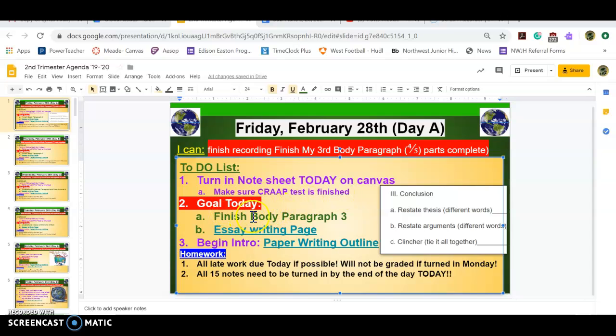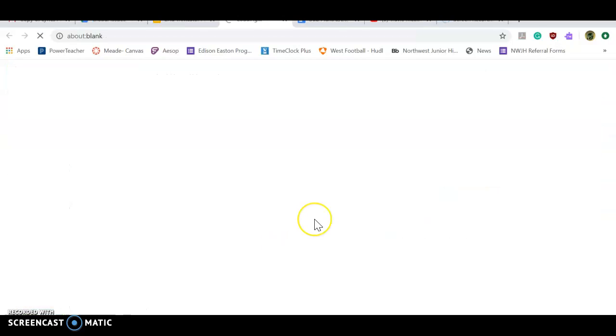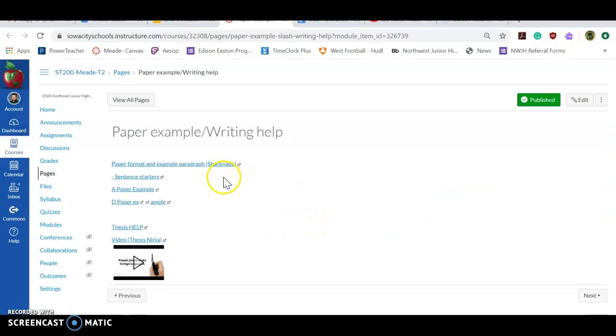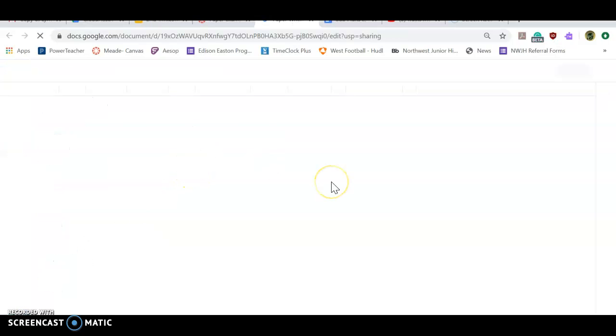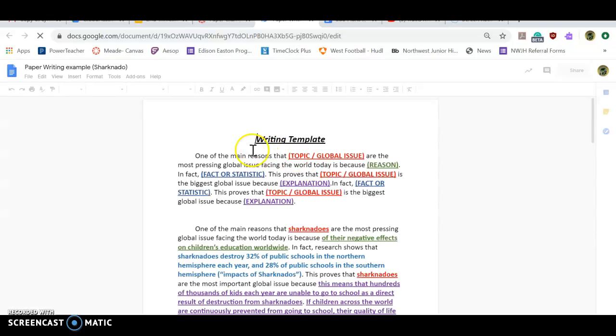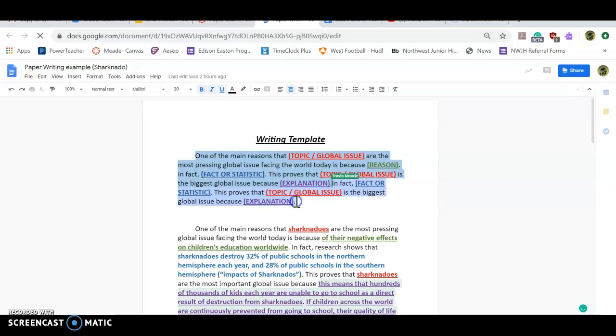Today our goal is to finish body paragraph 3. Again, you can find examples of those in our essay writing page as we look at the paper format example, or it should also be in your outline, which is also linked to our agenda. So again, just a reminder, in this document, this is not an example of an intro. This is the backbone of what a body paragraph should be.